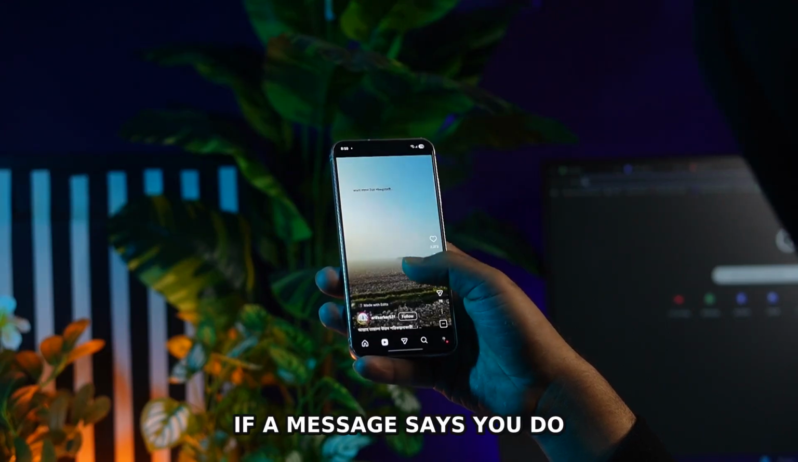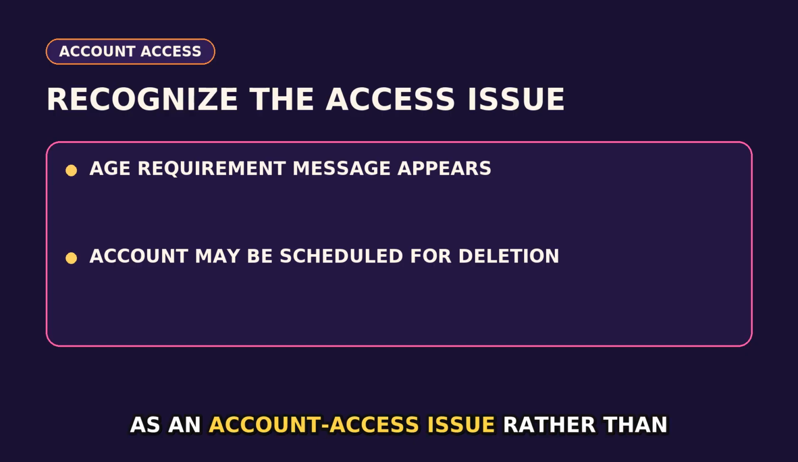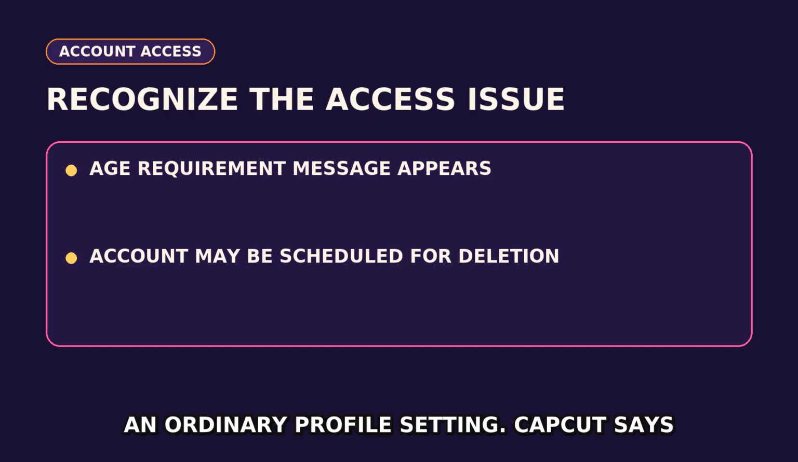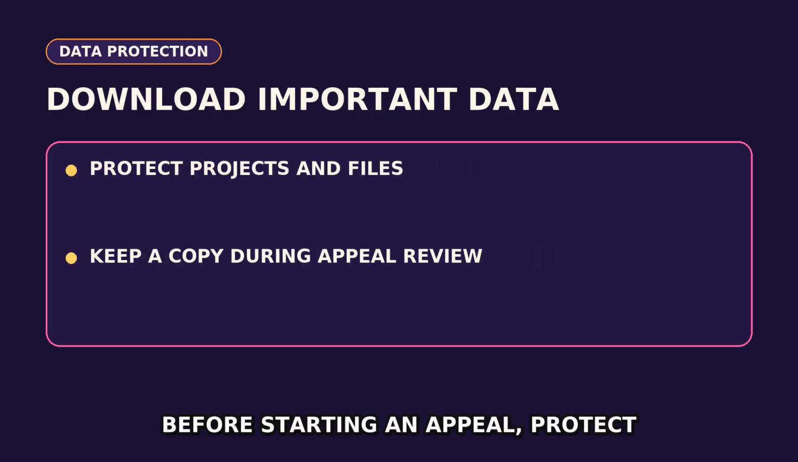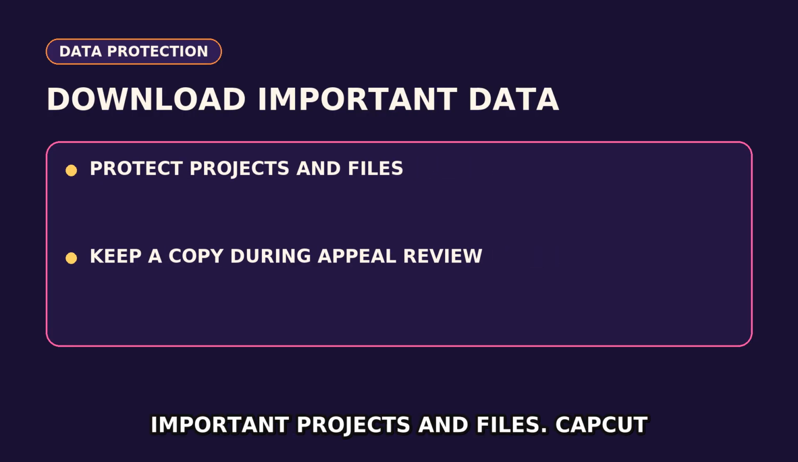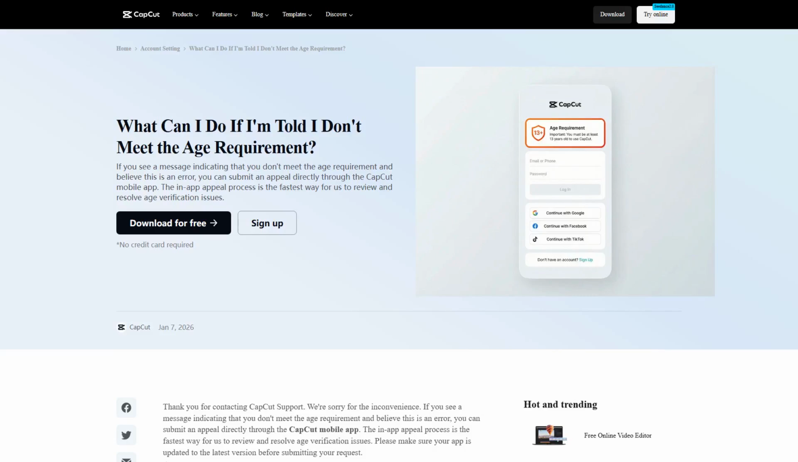If a message says you do not meet the age requirement and you are logged out, treat it as an account access issue rather than an ordinary profile setting. CapCut says the account may be scheduled for deletion. Before starting an appeal, protect important projects and files. CapCut recommends downloading important data before account-related action and keeping a copy while the appeal is reviewed.